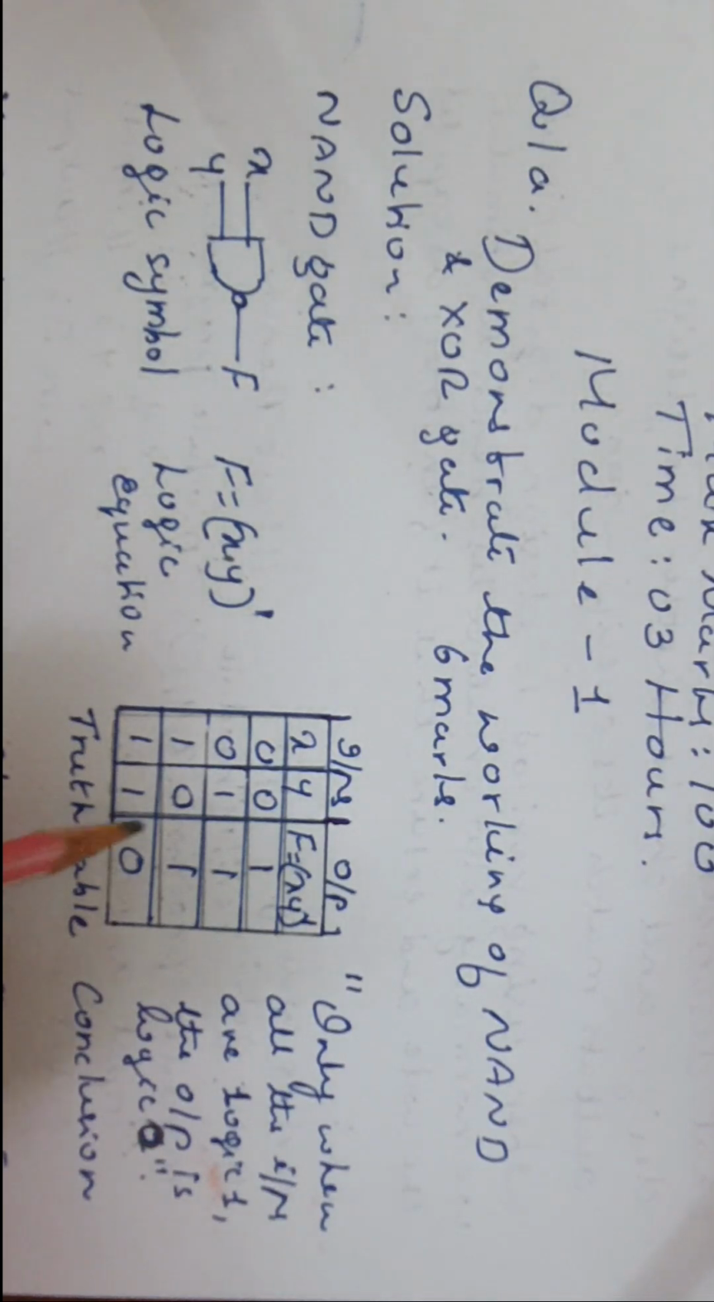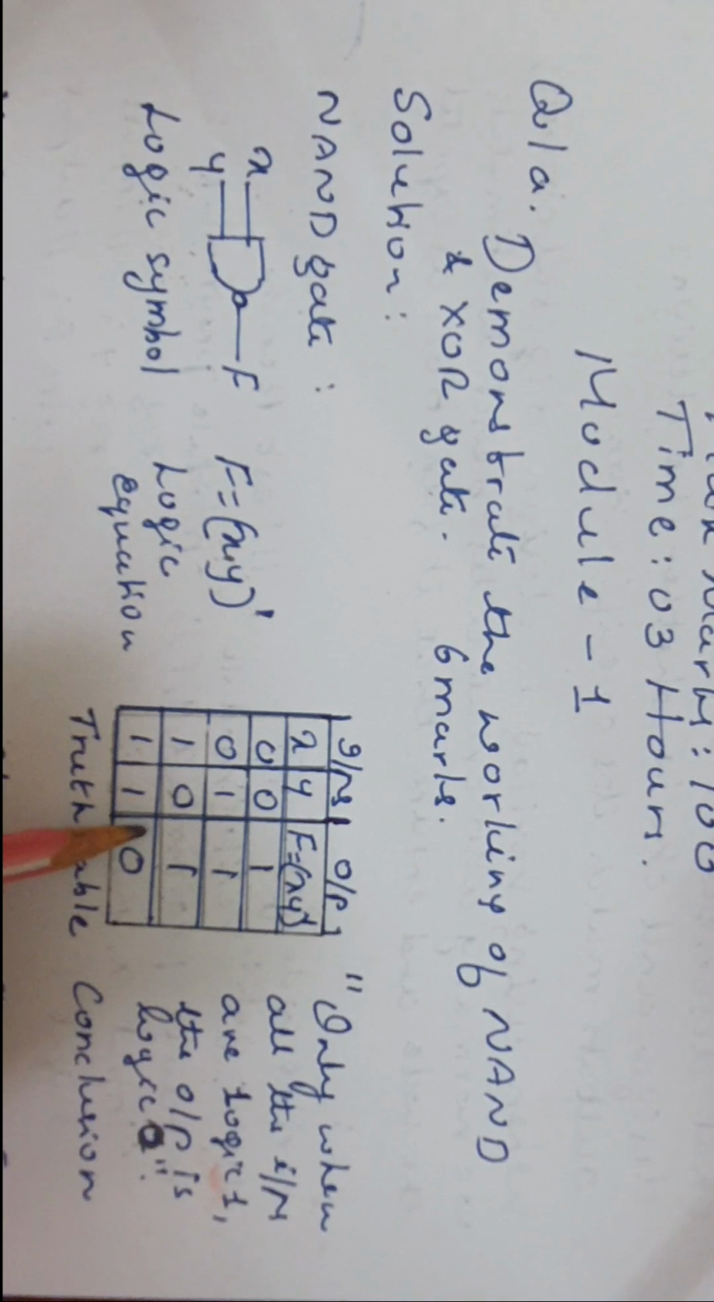Its truth table is here. In the truth table, inputs are listed here. This is the output column. So X, Y are the inputs, F is the output, which is equal to (XY) whole dash. For a 2 input system, there can be 2 raised to 2, that is 4, possible input combinations. They are here: 0 0, 0 1, 1 0, 1 1. So when any one is 0 here, the output will be 1. Because in case of AND gate, when any one input is 0, the output would be 0. Because NAND gate is the complement of that, when any one input is 0, the output will be 1. And when all the inputs are logic 1, the output will be 0.